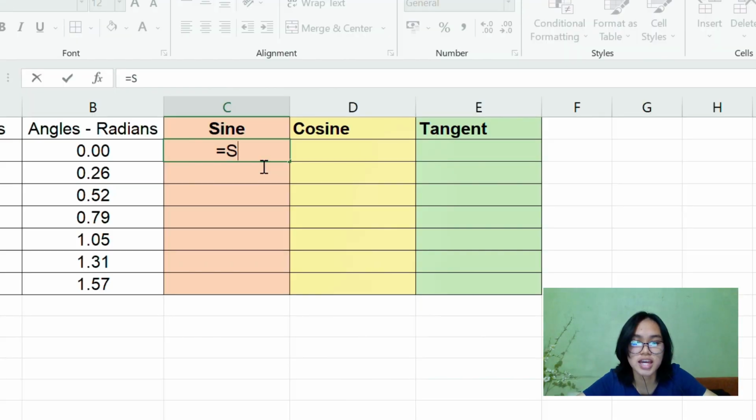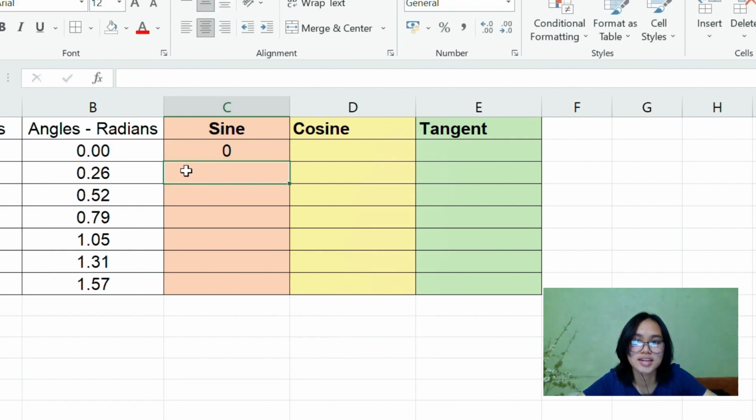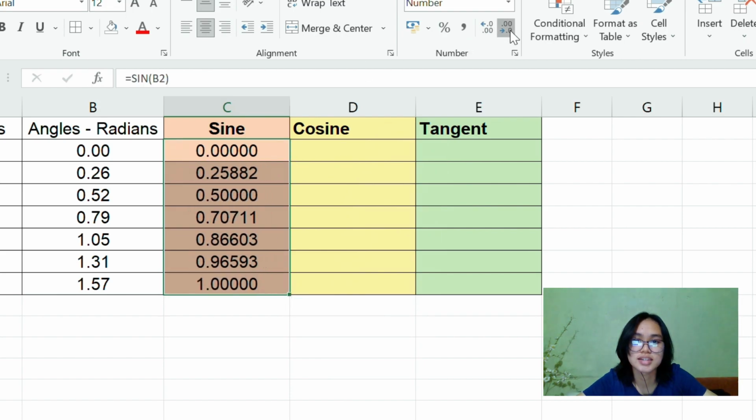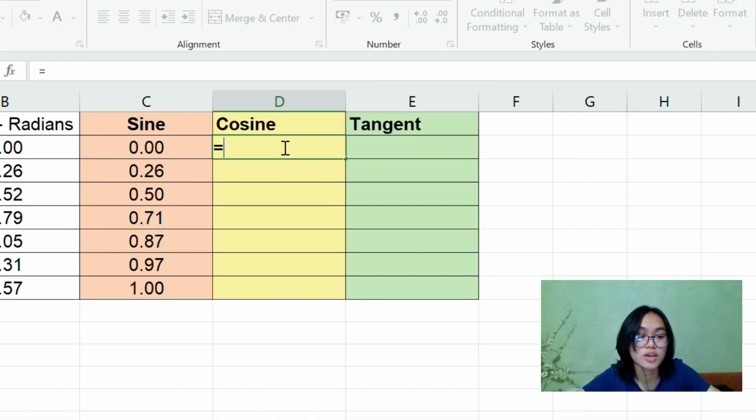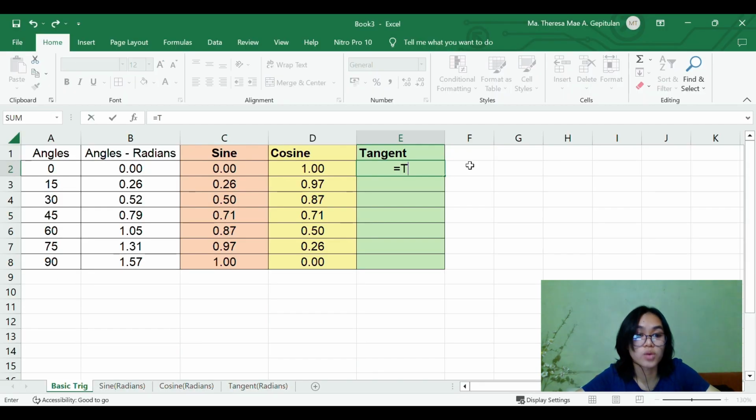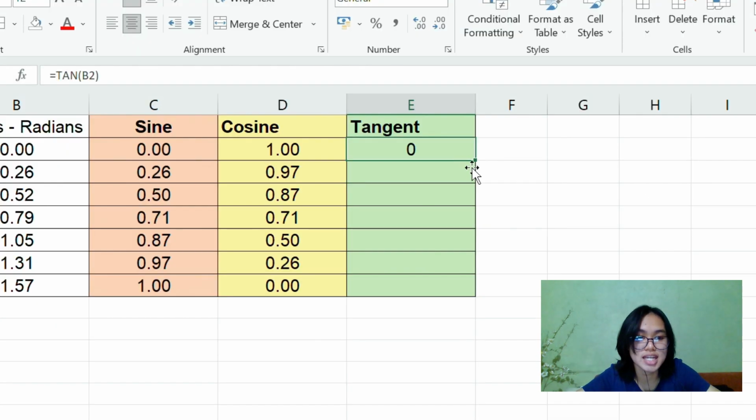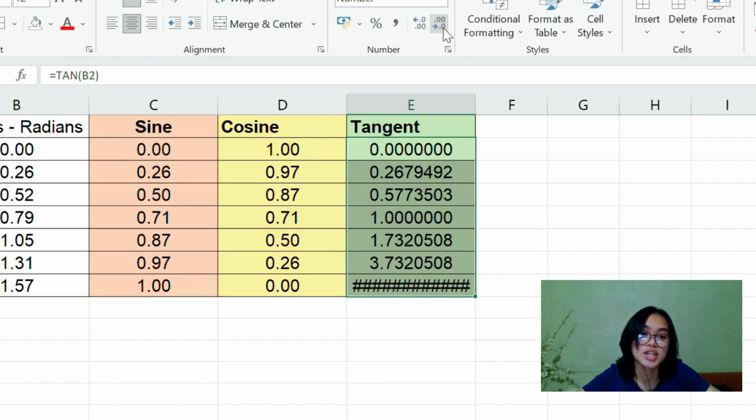So to convert these to sine, we just input the function equals SIN, open parenthesis, and the number in radians. Same goes with cosine. We use equals COS, open parenthesis, and the number in radians. As well as in tangent, we use equals TAN, open parenthesis, and the number in radians. Then there we go. We can now select those three cells and drag them down to apply the formula to the rest of the values of the table.